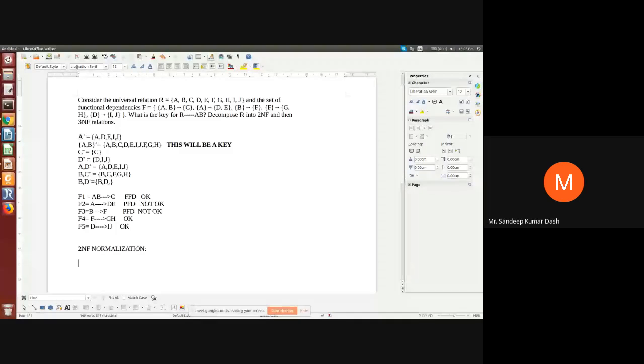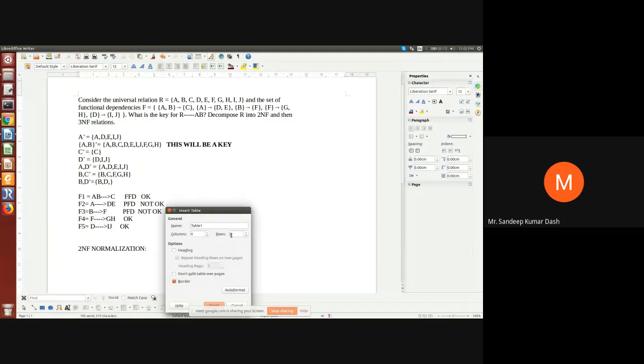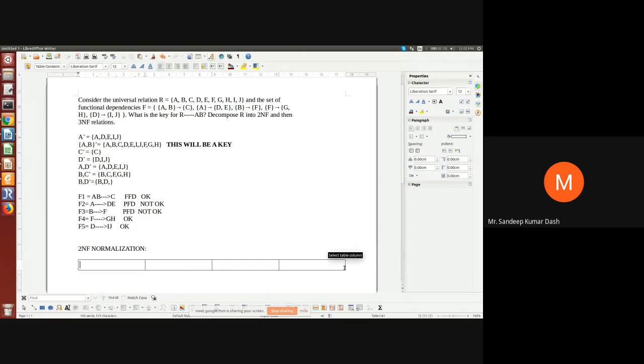Oh wait, insert table, 3 columns, 1 row. It will take some time. Don't worry. Yep. I will just copy this.